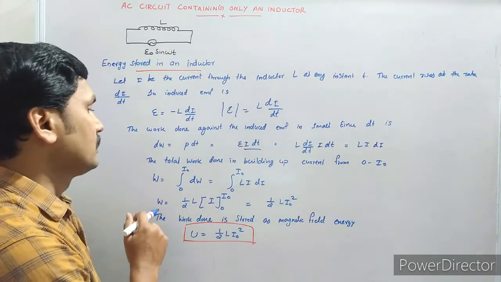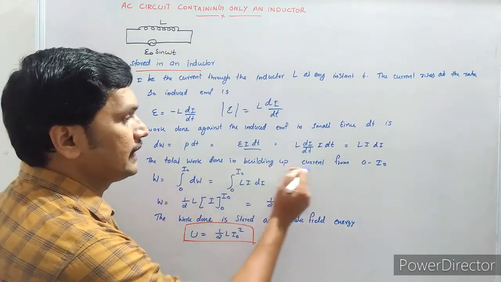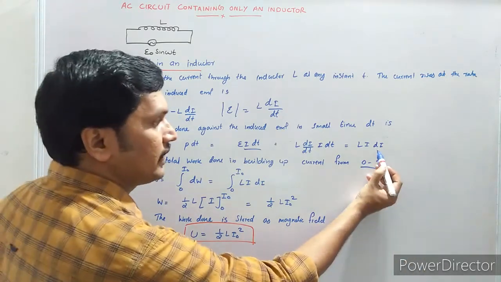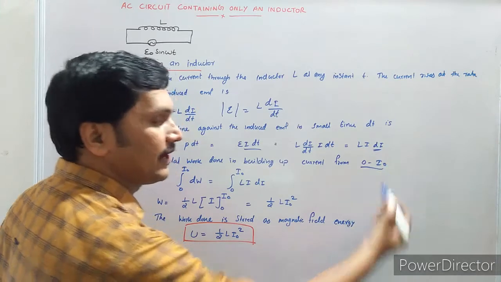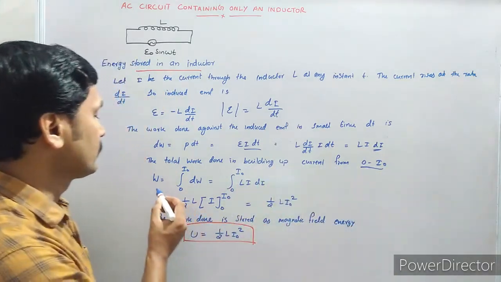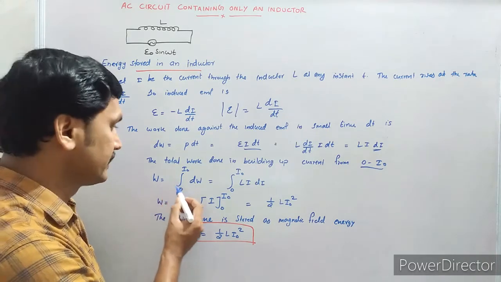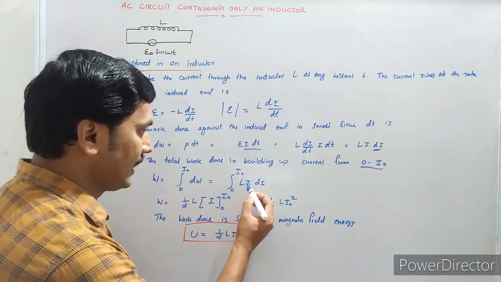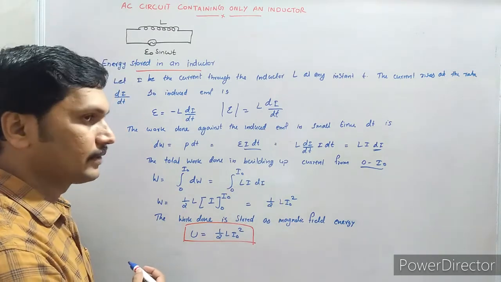So actually the total work done in building up the current from 0 to I0. This is the small work done for the increase of a current di. But we want to increase the current from 0 to I0. So the total work done can be written as integral 0 to I0 dW, that's equal to integral 0 to I0 L I into di.